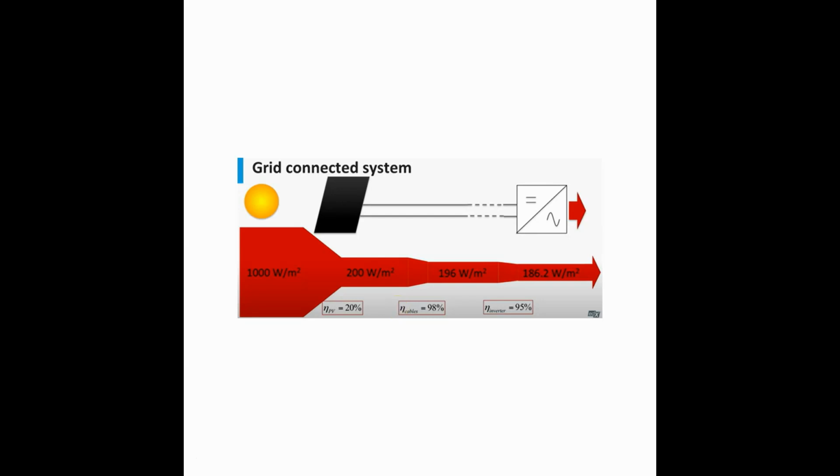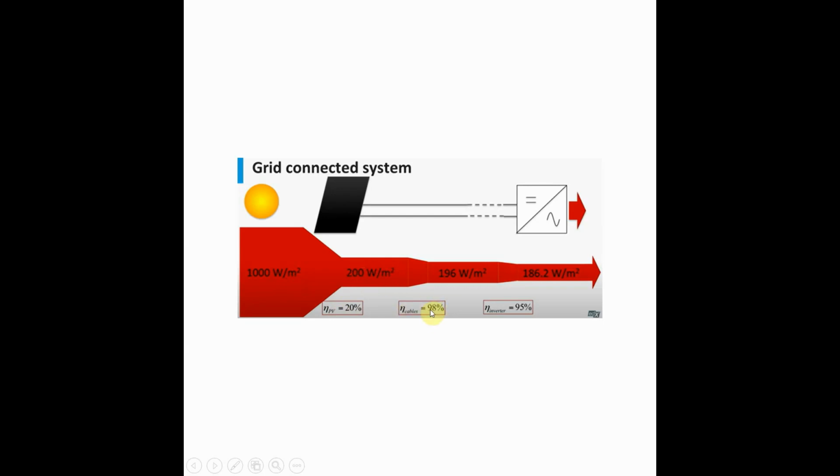Okay, students, for example, if you want to design a solar grid connected system, I will share the basic information here with you. For example, you can see here that the total radiance available is 1000 watt per meter square, and if the efficiency of the solar is 20%, then 20% of this 1000 watt will be only 200 watt per meter square.